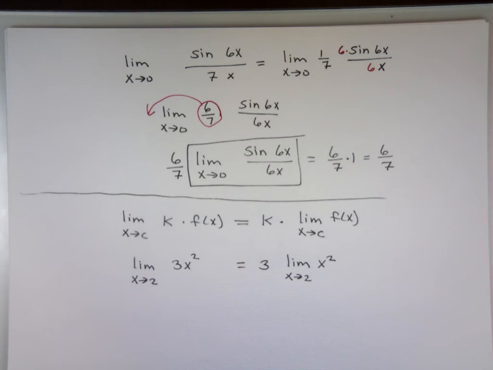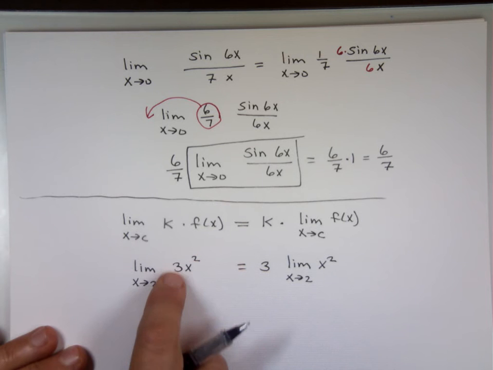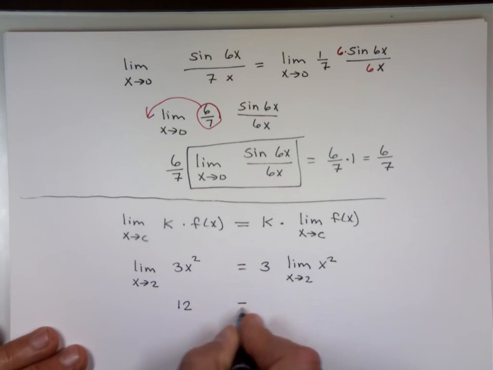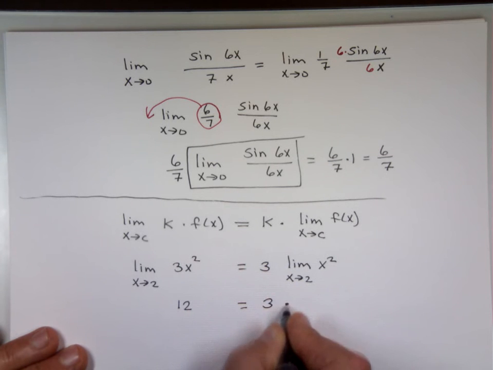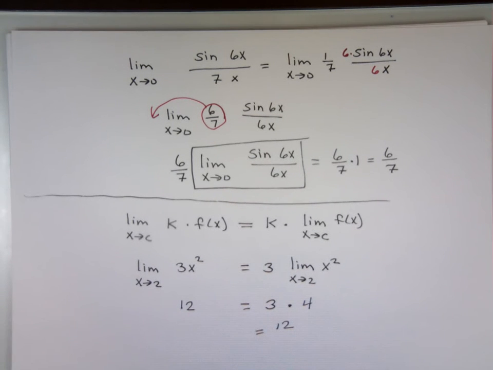So if you deal with that as one problem, what's 2 squared? 4. 4 times 3, which is 12. If you do it as two separate problems, that's 3 times the limit of x squared. What's the answer to this? 4. What's 3 times 4? 12. So you can leave it as one problem, or you can take the constant to the front and leave that one. In this case, I really want to pull the constant there so I'm not confused.